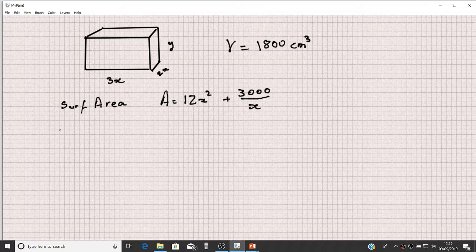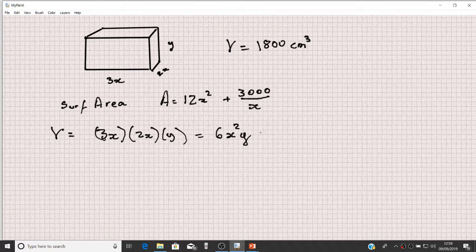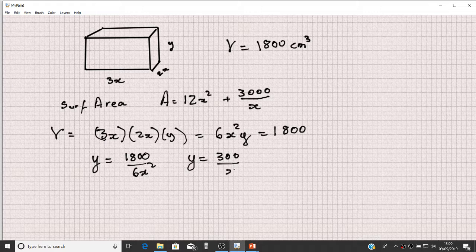Now we're given the volume, so let's look at the volume first. V equals 3x, the length by the depth 2x, by the height y. And simplify that, 6x squared times y equals 1800. Now we're looking to express the surface area in terms of x, so I'm going to eliminate y using the volume. So y equals 1800 over 6x squared, or we can say y equals 300 divided by x squared.